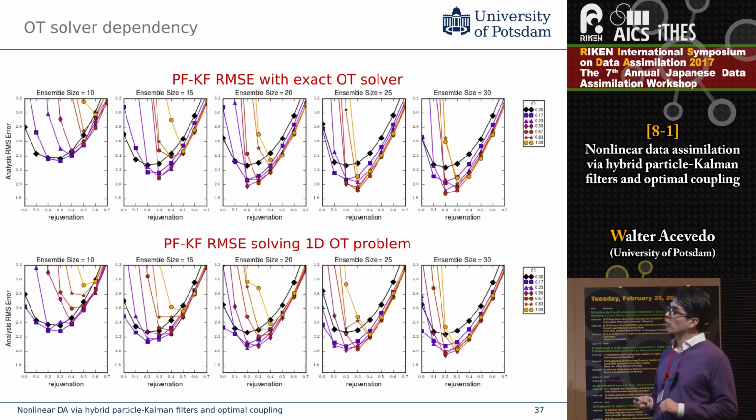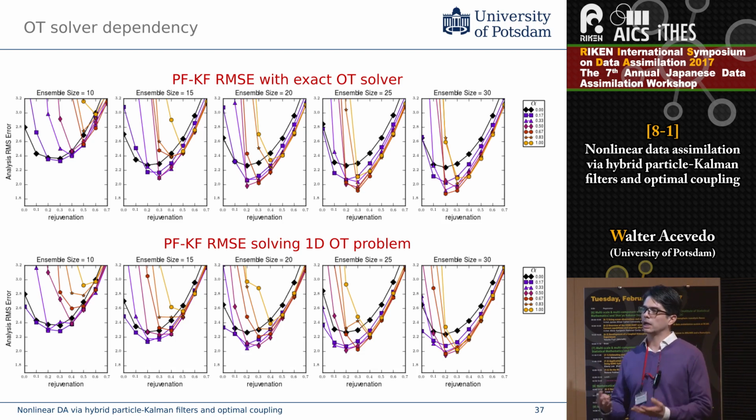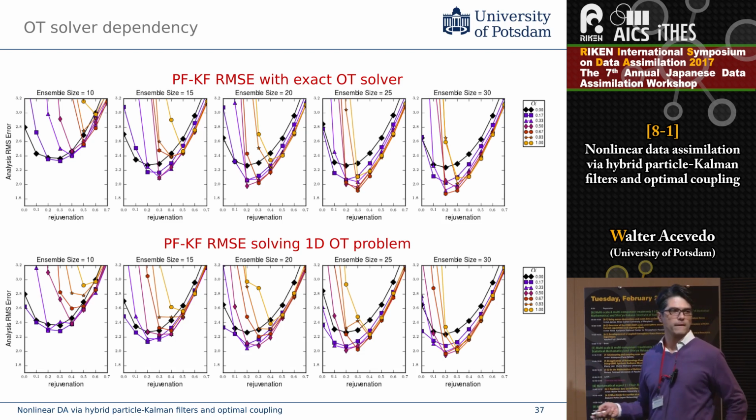Now, if you go further and use this 1D approximation, which is very crude, we can still, not for ensemble size 10, but for 15 and this one, outperform the Kalman filter with this 1D algorithm, which is really, really cheap. So although it's so crude, it's still keeping the skill of the hybrid.